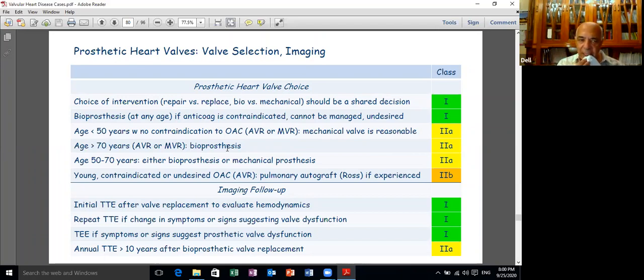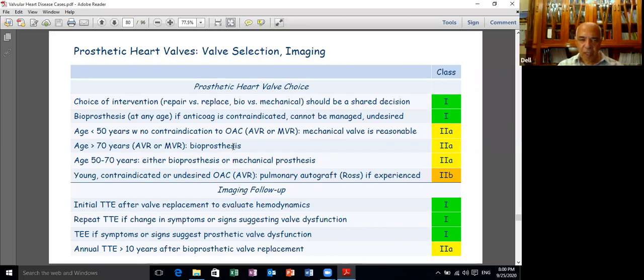If the patient is a youngster with a contraindication or undesirable use of oral anticoagulants, then a Ross operation is an option, in which a pulmonary autograft is put in the aortic position and an aortic homograft is put in the pulmonary position. This allows the patient to have a valve that's resistant to infective endocarditis with better hemodynamic performance, and there is no need for anticoagulation. Now, if you implant a prosthetic valve, then you follow up by echo.